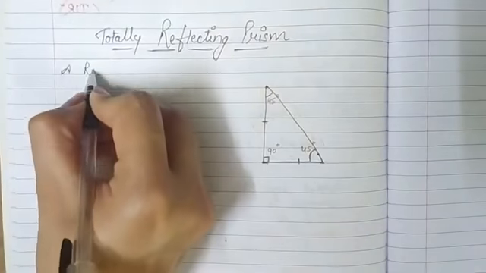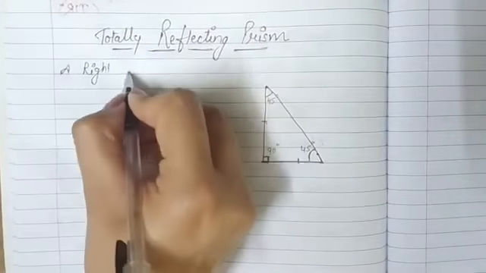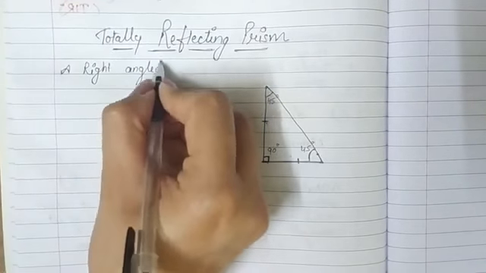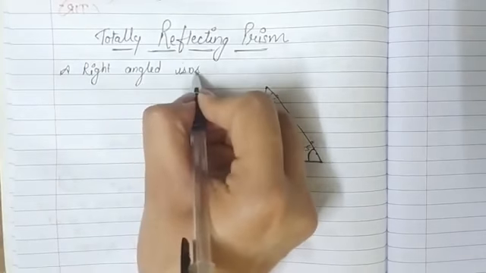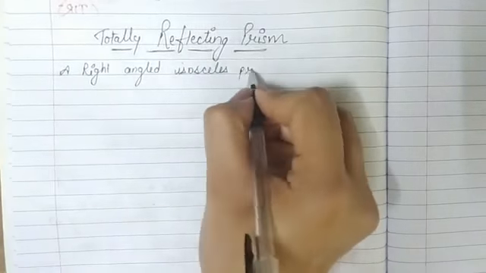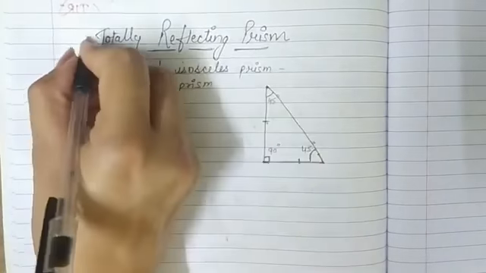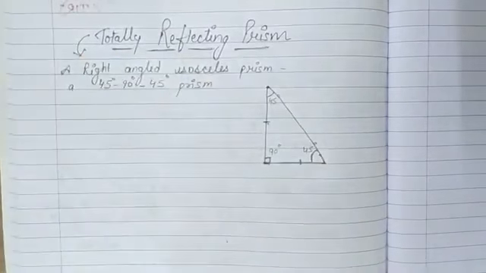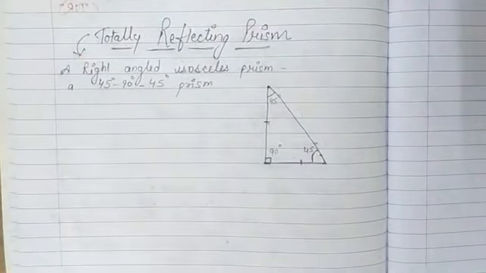Right angled isosceles prism, or we can write it as a 45 degree, 90 degree and 45 degree prism, is called a totally reflecting prism. This is the formation of the totally reflecting prism.